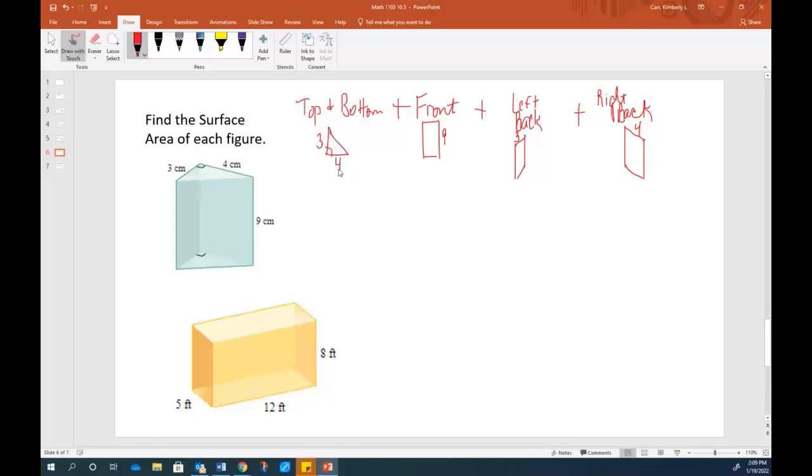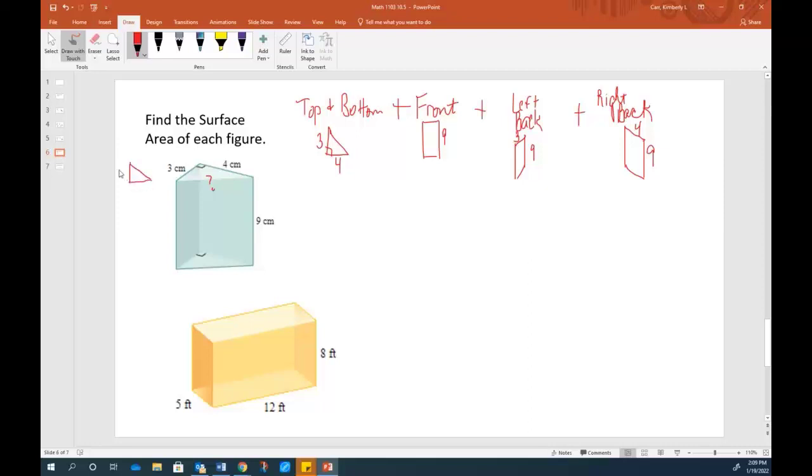Now, this left back and the right back still both have a height of 9, so I can go ahead and label that. So it's really only this other dimension on the front. I'm going to have to stop and calculate. In other words, I need to know what this piece is. So before I get into the actual surface area, I'm just going to go off to the side here, and I'm going to calculate the length of that piece.